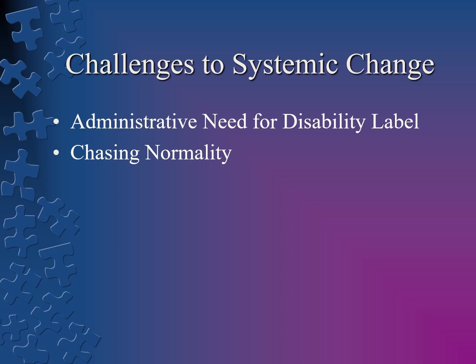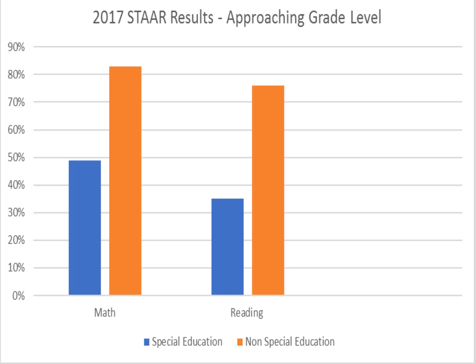A second challenge to systemic change is what I call chasing normality. Here we have the STAR results. I think this is from California, showing achievement levels for special education students and non-special education students. And you can see the blue bar does not come up to the orange one. And this is what often concerns, in fact, usually concerns most special education teachers and parents. They want their kids to achieve at the same level as anybody else. And this is the interesting thing, they want the child to be tested just as any other student is tested. So they really are emphasizing their desire that their child approach normality in terms of test results as much as they can. So this puts a lot of pressure on teachers.